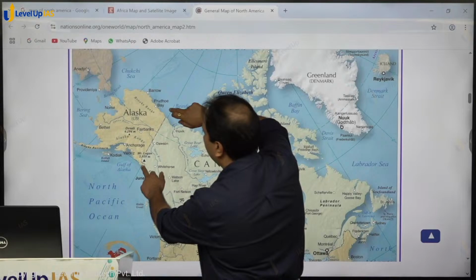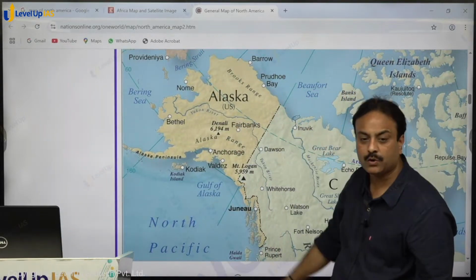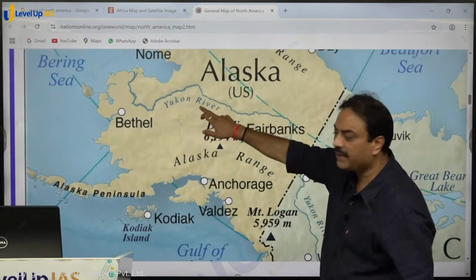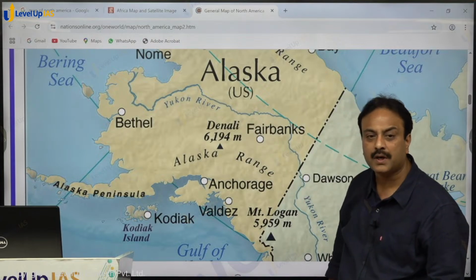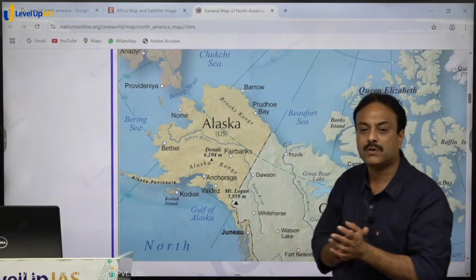See over here. River Yukon is shown over here. You can see River Yukon. It is having a tributary, River Tanana. These are the important tributaries of Yukon. Now what is happening? Alaska is known as Valley of 10,000 Smokes.